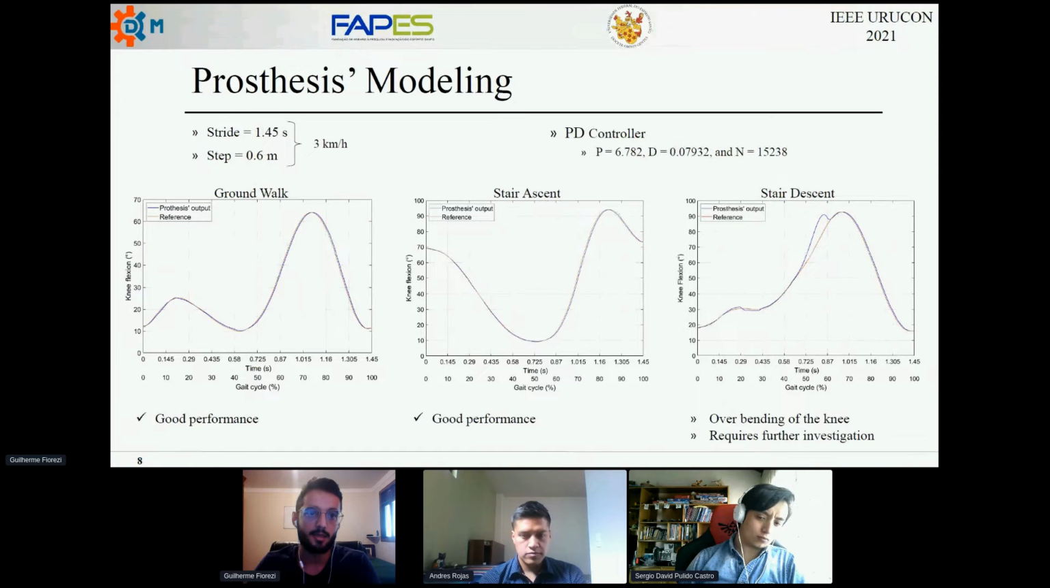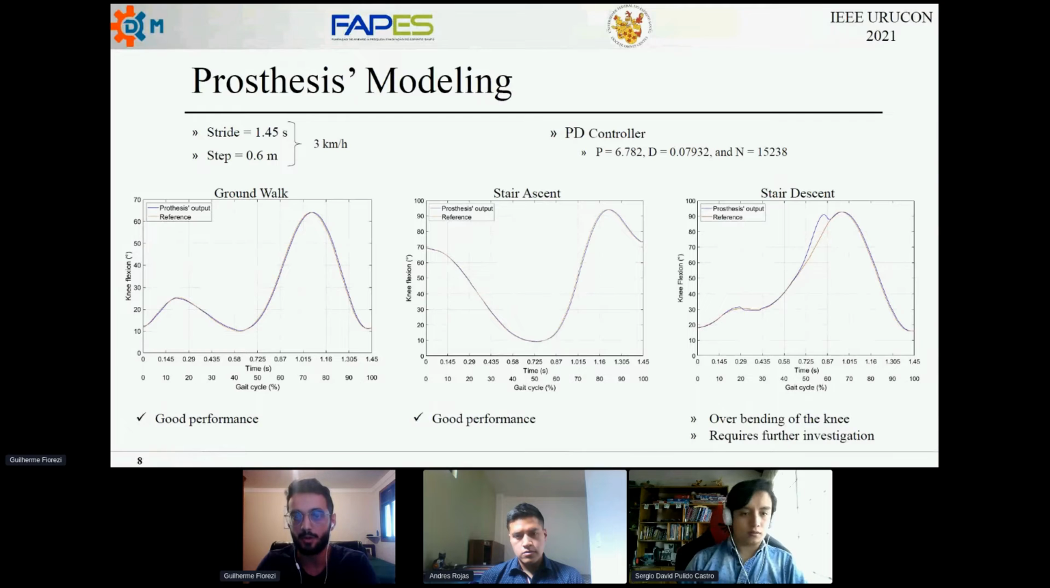And as a result, we evaluate the response of the dynamic model in 3 activities that were ground walk, stair ascent, and stair descent. And this was made with a movement at 3 kilometers per hour. And for that, we tuned a PD controller. As you can see on the graphs, for walking on the ground and climbing stairs, the prosthesis shows good performance.